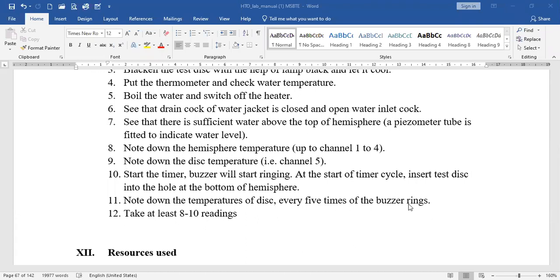In some cases, the buzzer ring may be 5 seconds. In other cases, it may take 10 seconds, 15 seconds, 20 seconds or 25 seconds. So you have to note down the number of temperature readings. Take at least 8 to 10 readings. After getting 10 readings, you can calculate the Stefan Boltzmann constant.